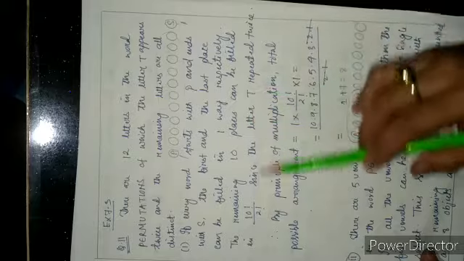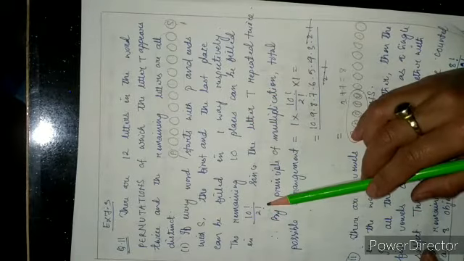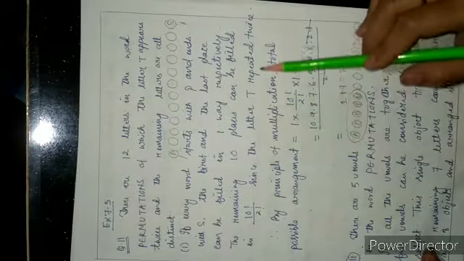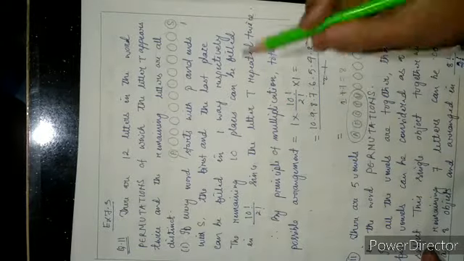And the remaining 10 places can be filled in 10 factorial divided by 2 factorial, dividing by 2 since the letter T is repeated 2 times.